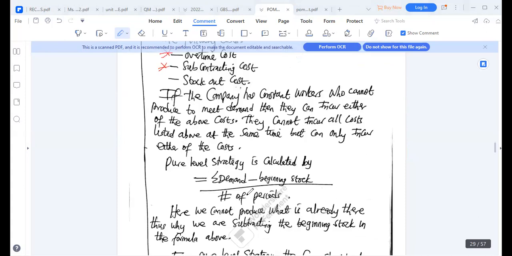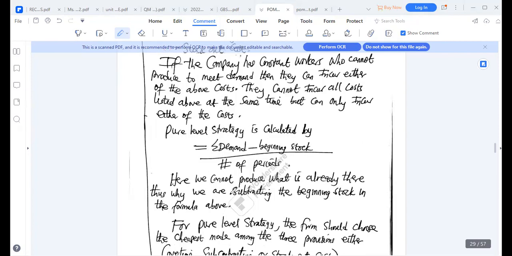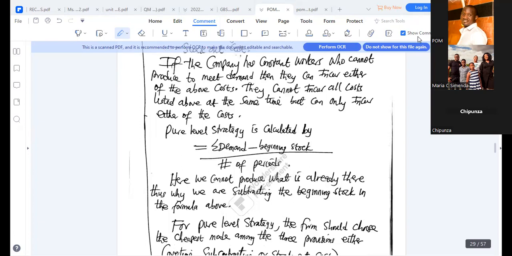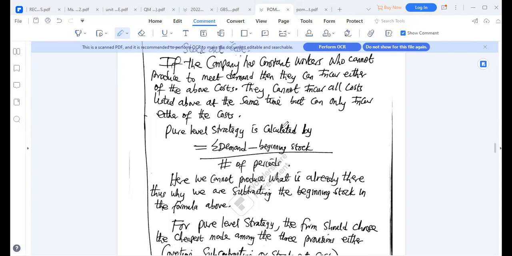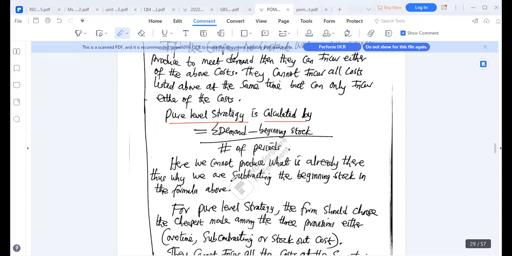So a pure level strategy is calculated as the summation of demand minus beginning stock over the number of periods. Here we cannot produce what is already there. So that's why we're subtracting what is already there. Pure level strategy: you get the summation of demand minus beginning stock over the number of periods. So we cannot produce what is already there. That's why we are subtracting the beginning stock in the formula above.